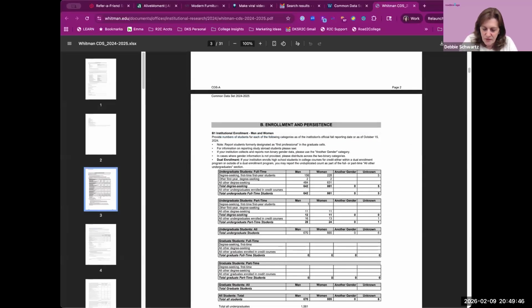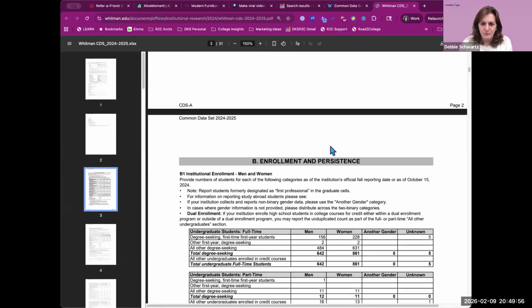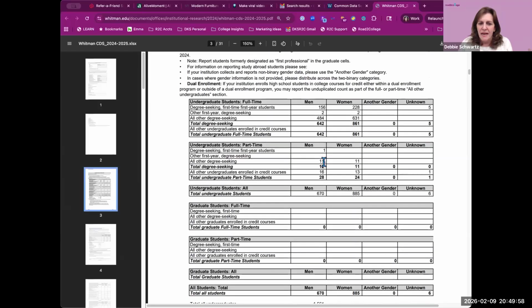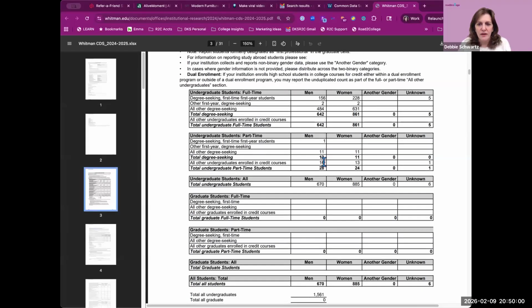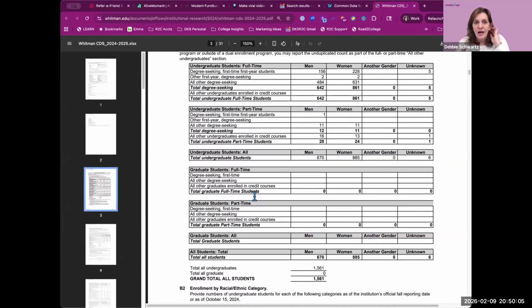You know what? Let me enlarge this a little bit. I think that might help people. Okay, I'm hoping that's helpful. So, this is just the breakdown of the undergraduates and graduate students. This might be helpful. Obviously, you can tell Whitman doesn't have any graduate programs. They don't have any graduate students even listed. But if this was a larger university, you could see how many graduate students there are versus undergraduates.